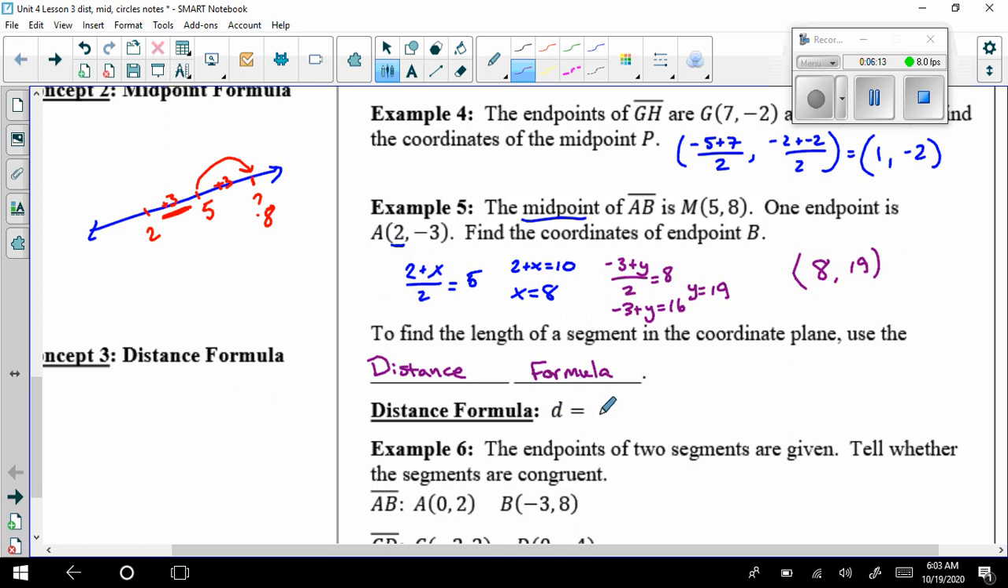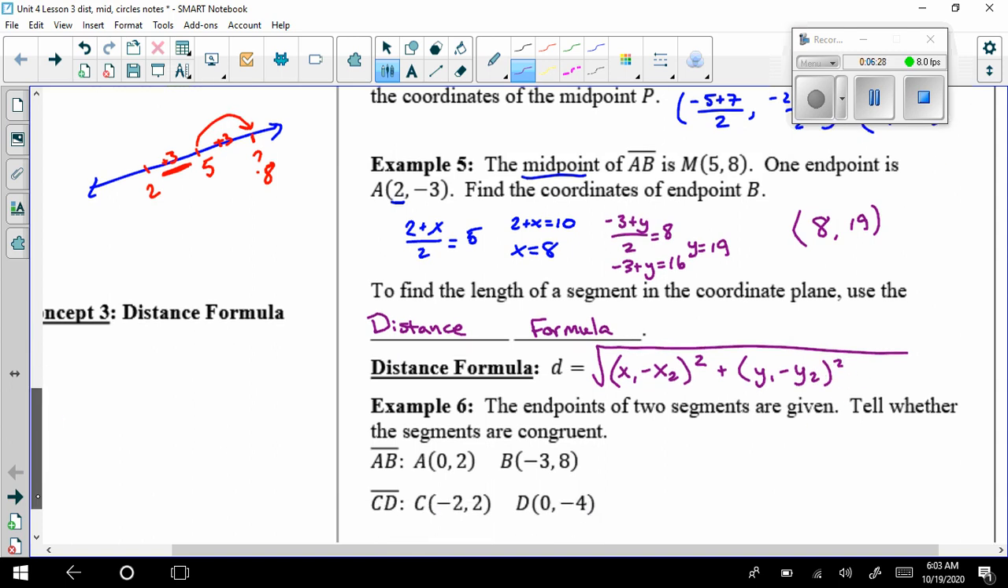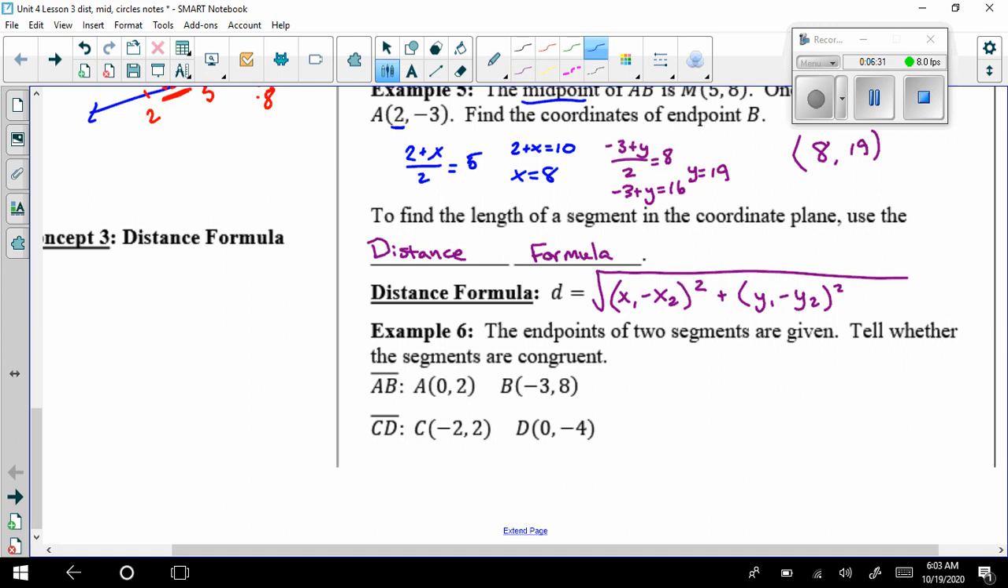Distance formula is d equals the square root of x1 minus x2 quantity squared plus y1 minus y2 quantity squared. All right, and this comes from Pythagorean theorem, which we'll look at. But given the two segments, we're going to tell whether or not they're congruent. So are they equal? This would tell you whether or not two circles were equal, if their diameter were the same or their radius were the same length.